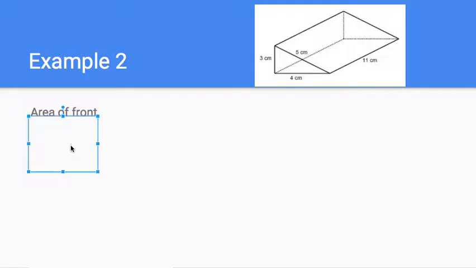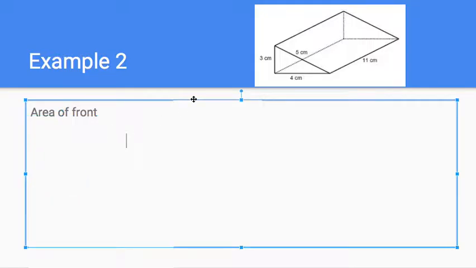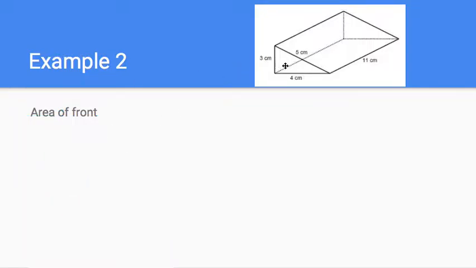So I'm going to break this up. Okay, area of the front. The front is here. It's a triangle that has a height of 3 and a base of 4. So I'm going to do 1/2 times 4 times 3. Half of 4 is 2. 2 times 3 is 6. So the area of the front is 6 square centimeters.